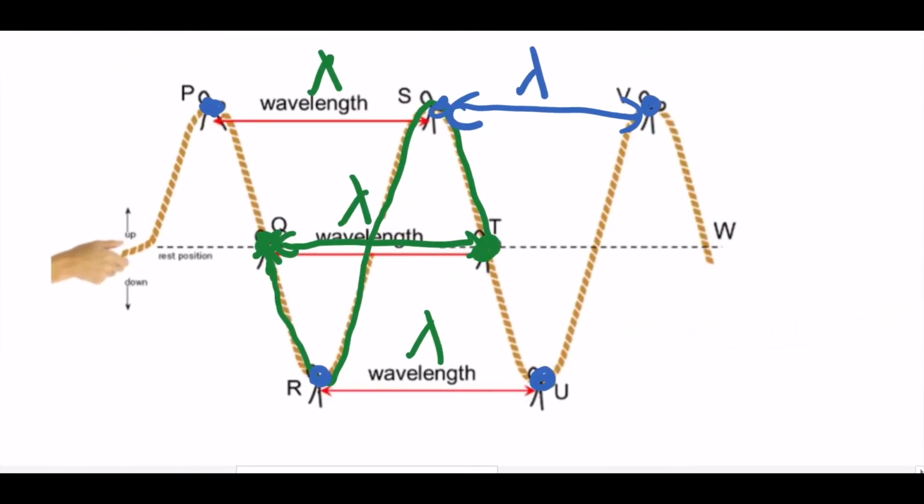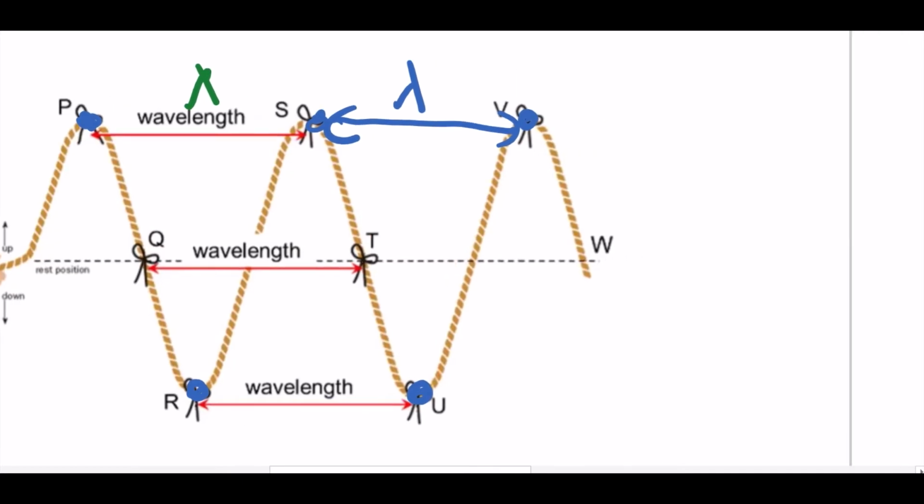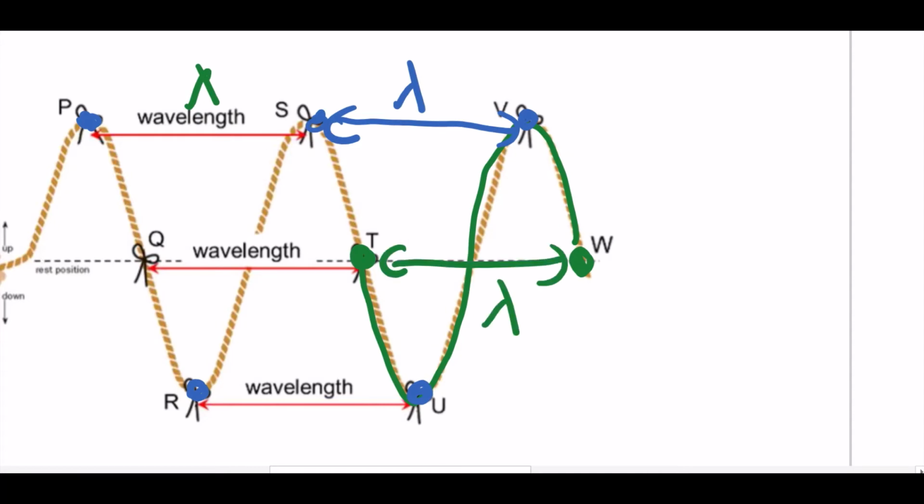Okay, now number three is a little confusing. Let me try to draw another possible wavelength. Okay, full wave. So I can start from T, which is at the equilibrium position. I draw one full wave and I arrive at W. Again, one full wave and I arrive at W. So this TW, this length is also the wavelength.